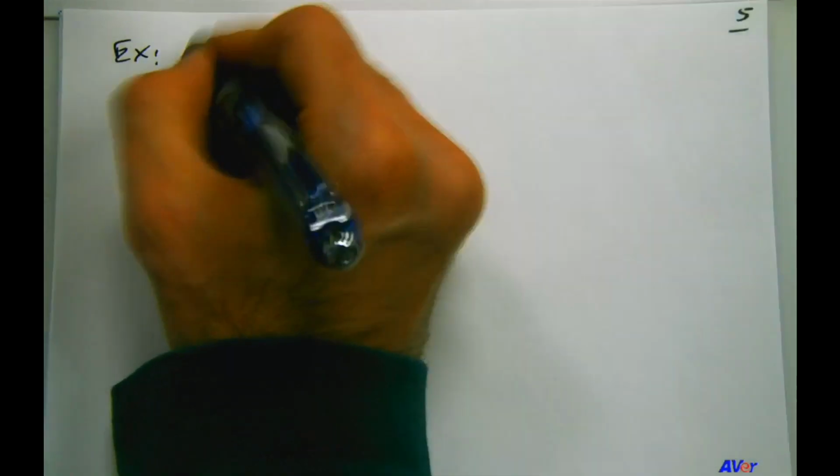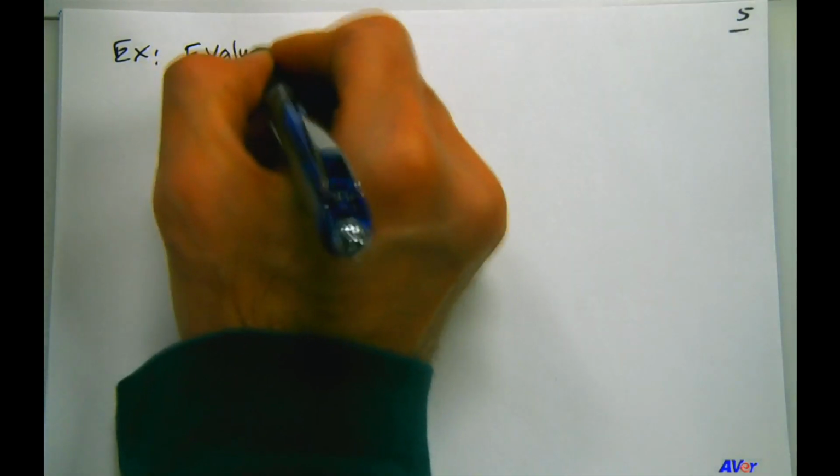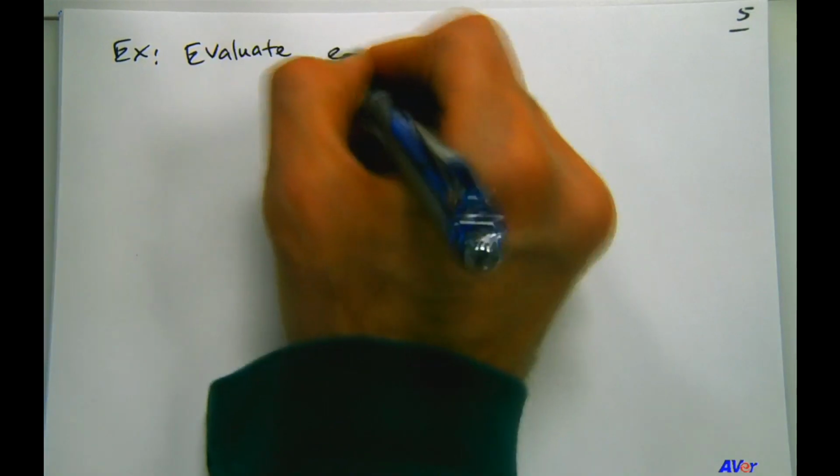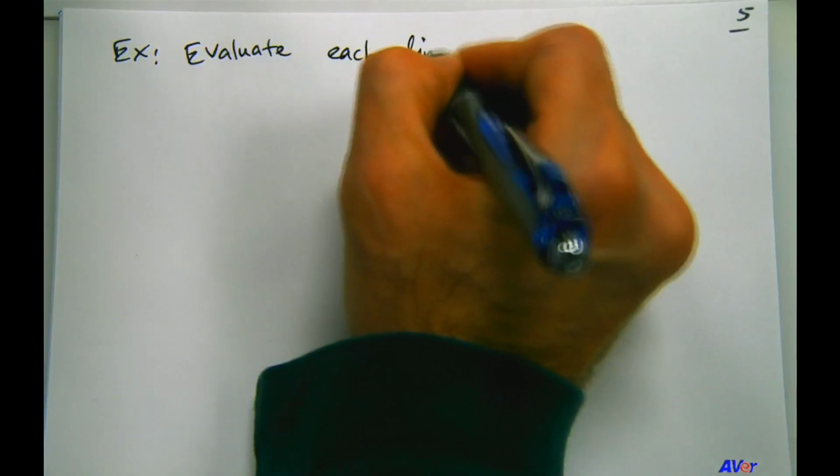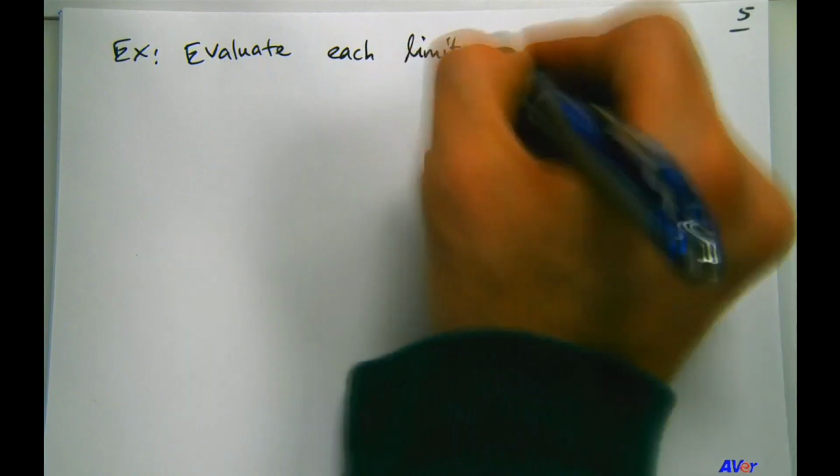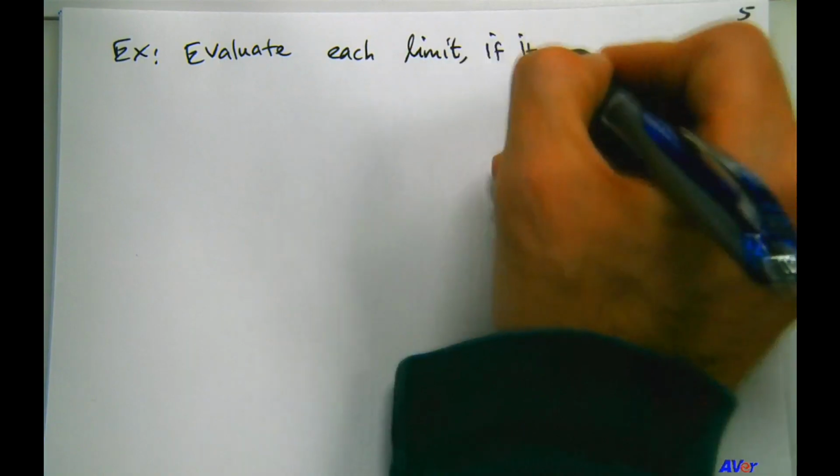Okay, so I hope this is starting to make sense. The properties are very intuitive and obvious. All right, so let's go over more examples. In this series of examples, we want to evaluate each limit, of course, if it exists.